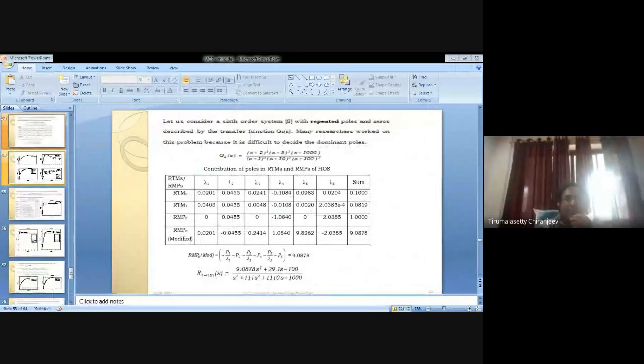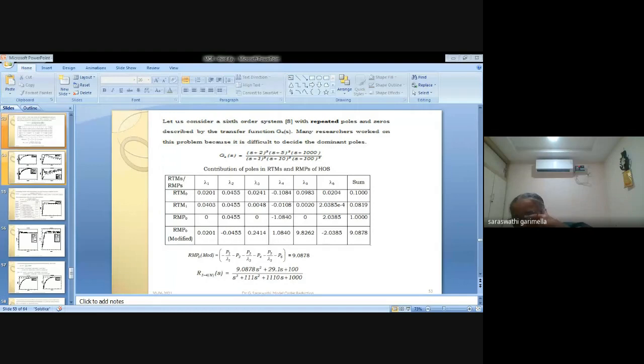Any queries, participants? Because these papers are there in the journals, you can verify. My contribution, ma'am, is only that RTMs and RMPs are redefined. That is the only difference. Other things you will get in any books.